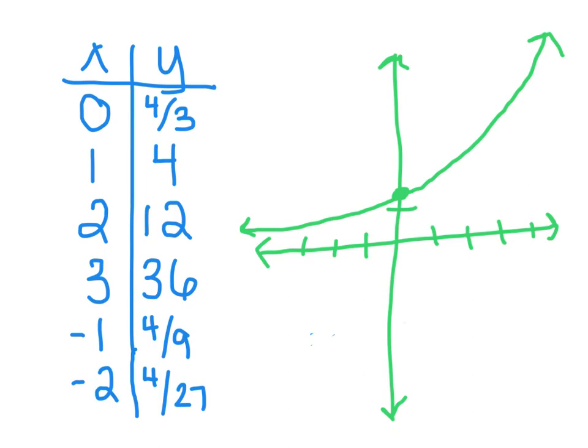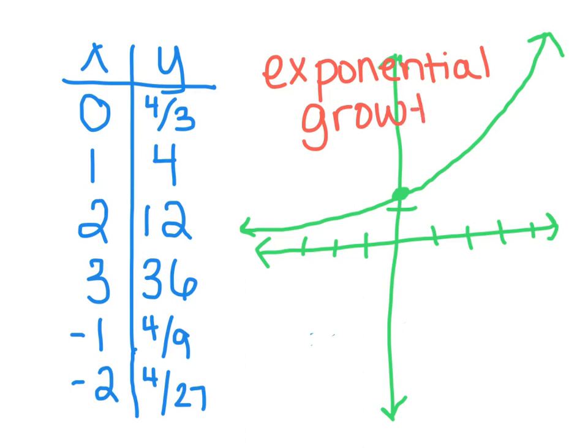So remember that I read from left to right. So I would call this graph generally increasing. It's called exponential growth. And to point out, remember that my y's are never negative. There's an asymptote right here. There's an asymptote at y equals 0.